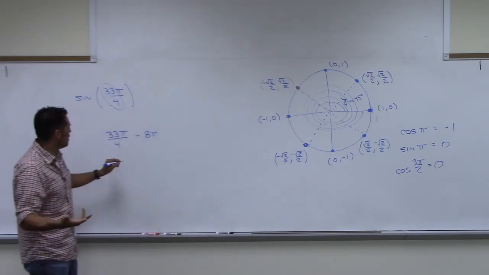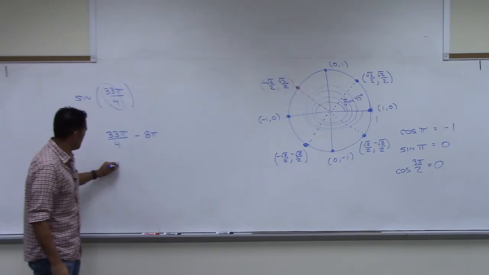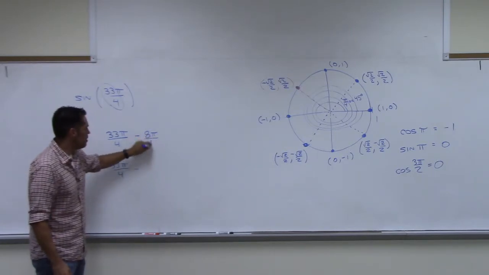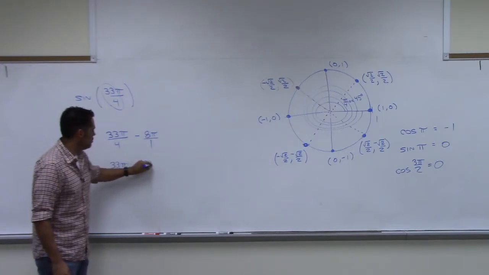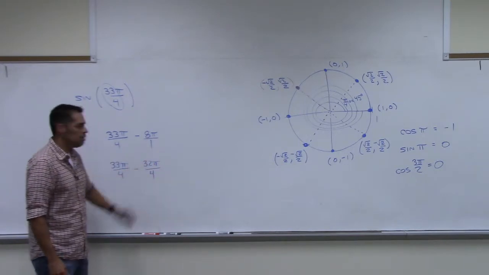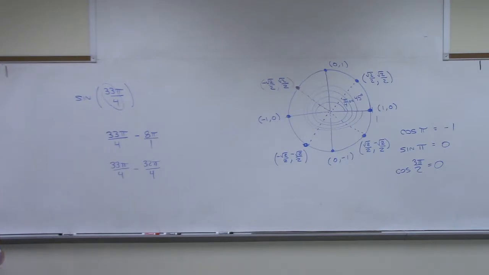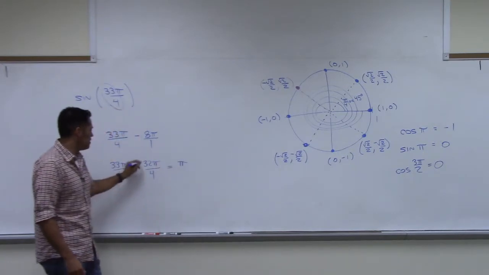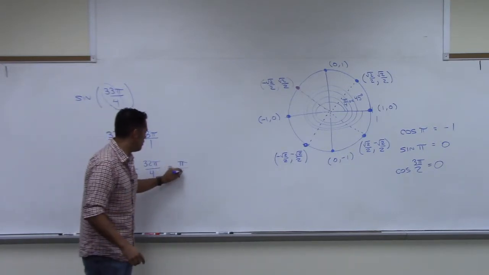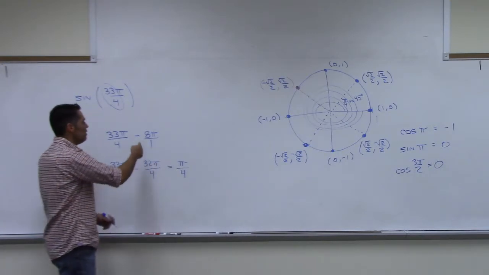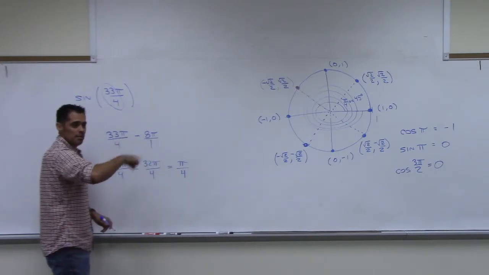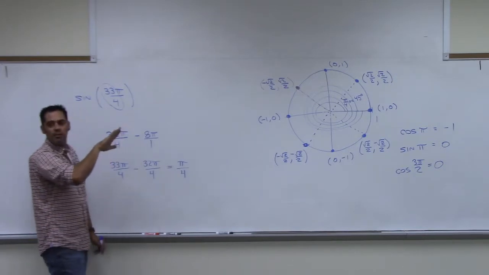So this is where you would need a common denominator. Multiply top and bottom here by 4. So 32 pi over 4. Understand? And subtract, what are you left with? Just pi, right? 33 pi's minus 32 pi's is just 1 pi, and then over 4. So what you're going to do is go around 8 pi, which is 4 rotations, and then another pi over 4.